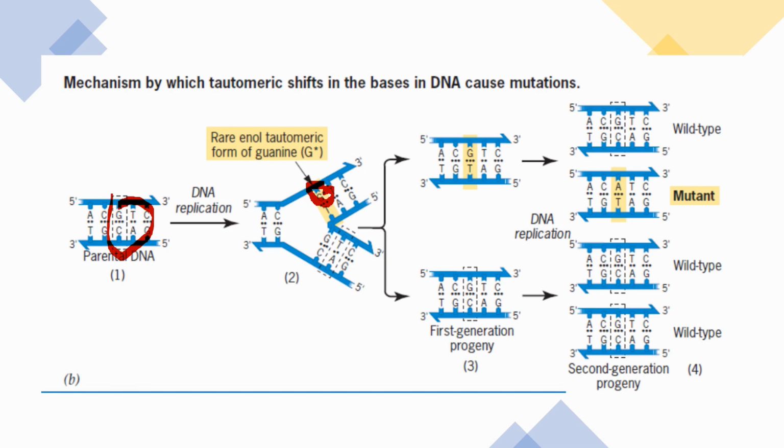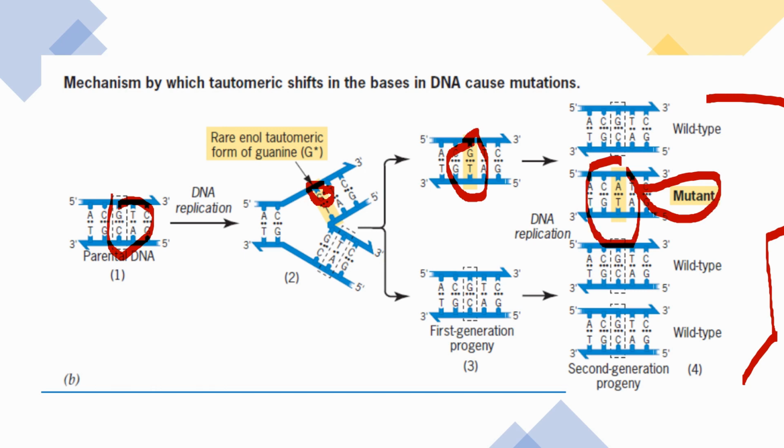Now after the first replication, here we got a wrong base pairing between G and T, and here it is the same as the parental strand. Now after the second DNA replication, we see that out of 4 DNA, 3 are wild type and 1 is a mutant. That is, in one we got a mutation from GC to AT.